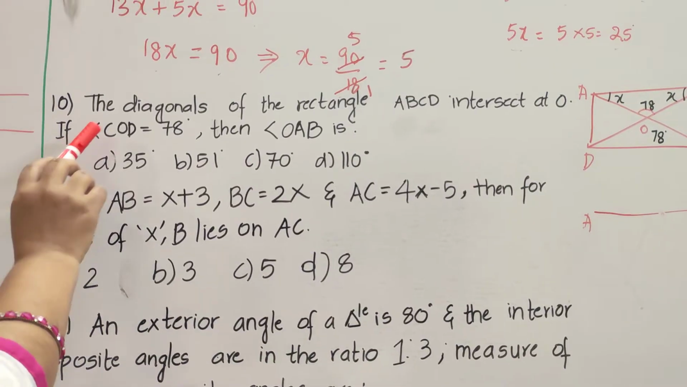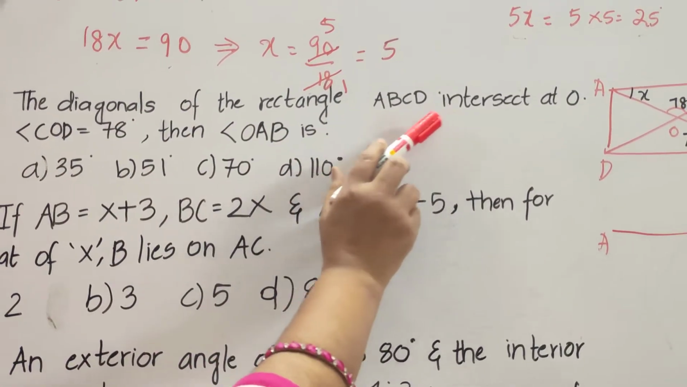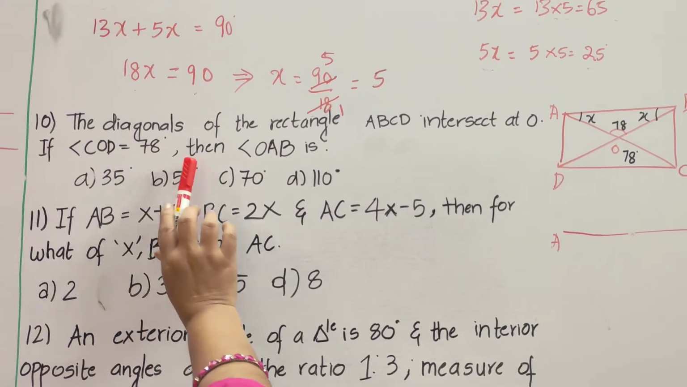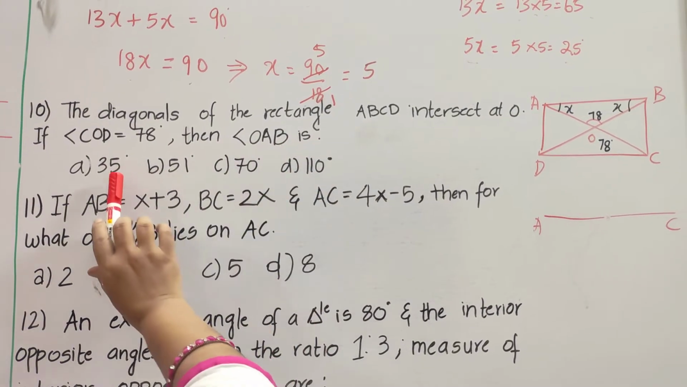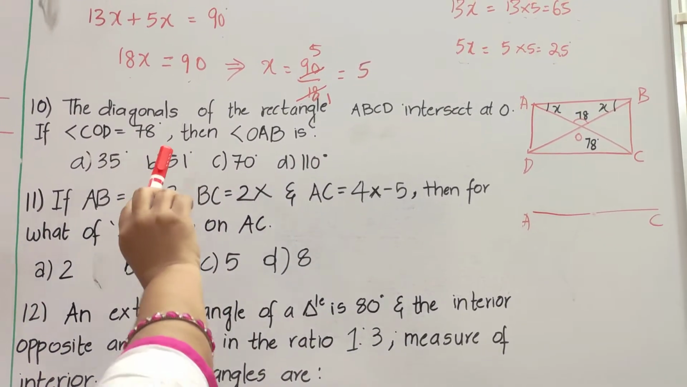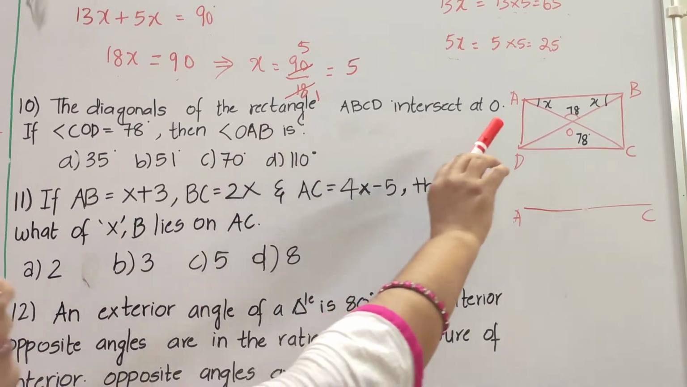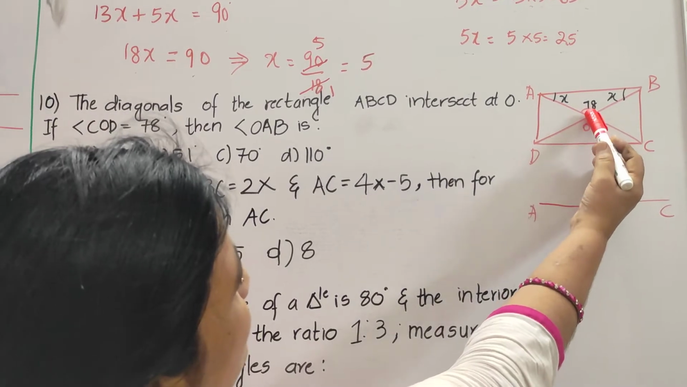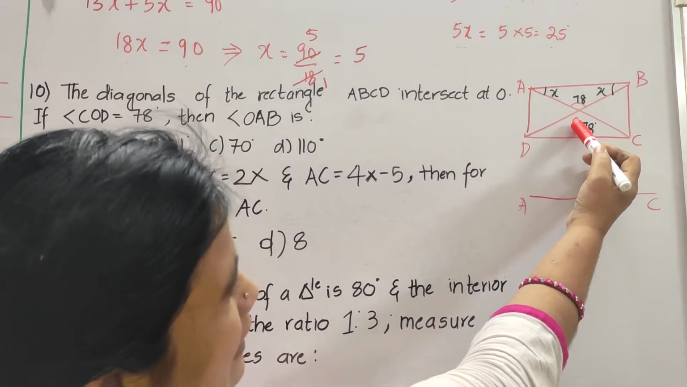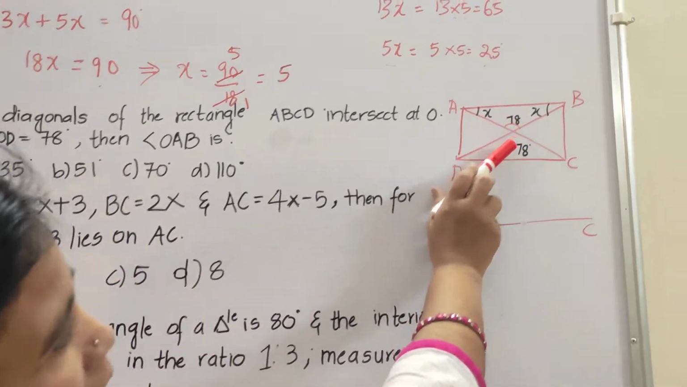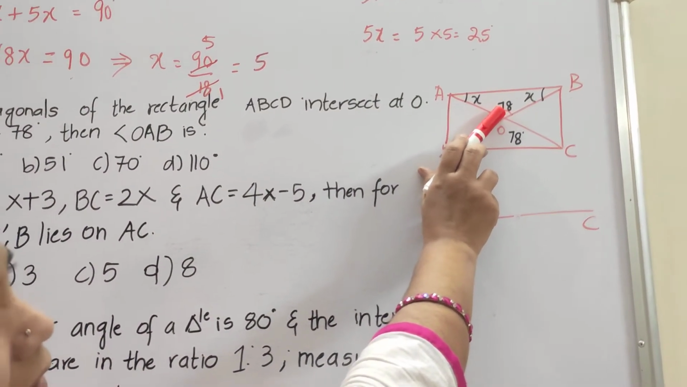Question number 10. The diagonals of a rectangle ABCD intersect at O. If angle COD is equal to 78 degrees, then angle OAB is 35, 51, 70, 110. Okay, so the question says there is a rectangle ABCD. So let us draw ABCD, okay? And they have given it intersects at the point O, 78 degrees, okay? So this is 78 degrees, and vertically opposite angles are equal, so you can write this also as 78 degrees, okay?